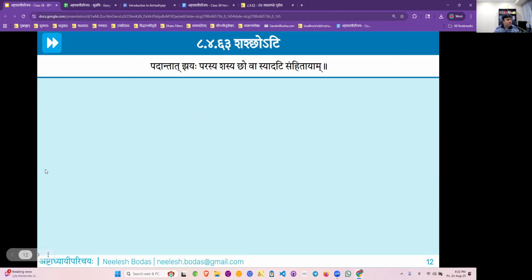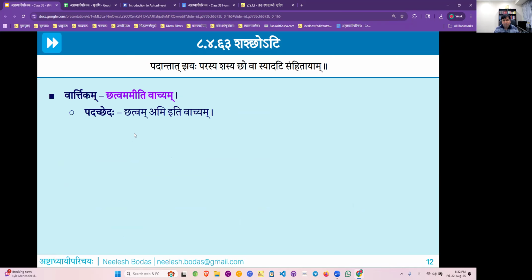Now, associated with this sutram is a Vartikam, and that needs to be studied. It's one of the fundamental Vartikas. It says, Chhatvam ami iti vachyam. So, the sutra is Shashchoti. Ati is the word used in the sutram. What the Vartika says? Idam Chhatvam ati ityeva nasti parantu ami ityasmin vishaye api bhavati.